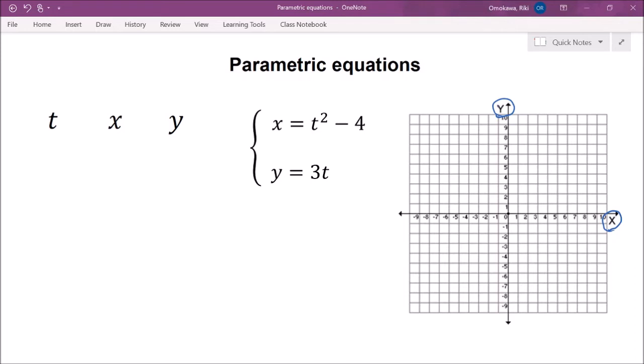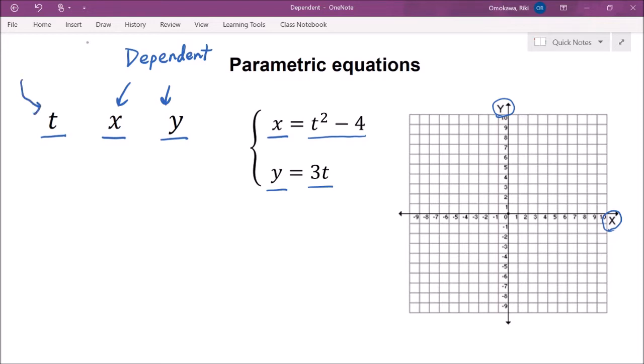So how does t work? Know that in this situation, both x and y are dependent variables. And what are they dependent on? Well, if you look at our 2 equations here, you can see x is given by a formula involving t, right? And y is given by a different formula involving t. And so x and y both depend on this other variable t. And t is our one independent variable.